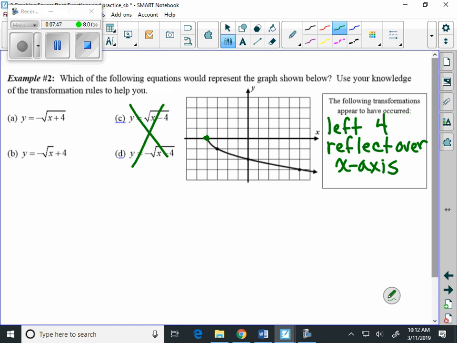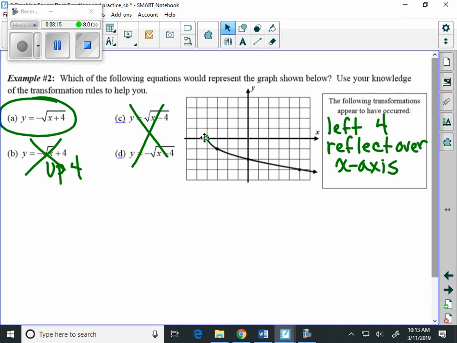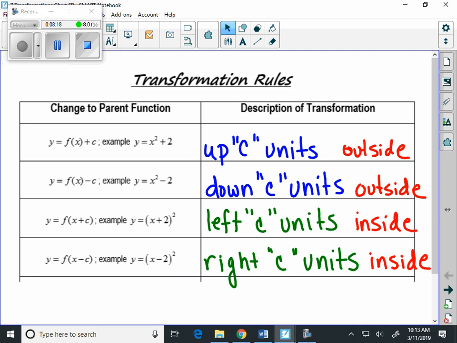And then as we look at option B, the plus 4 is outside of the function, which means that this one would be up 4, so we can eliminate this function as well. And that must mean, and it does mean, that the negative outside the square root reflects over the x-axis, and plus 4 moves our graph to the left 4. Again, think about your transformation chart. We move left when we add something inside the function, and we move right when we subtract something in the function.